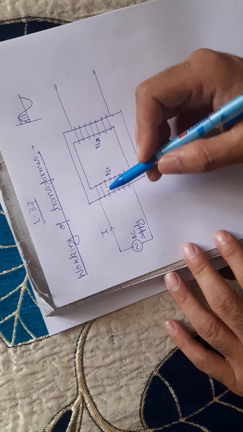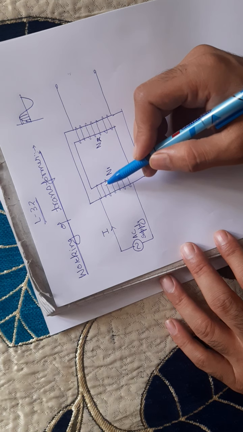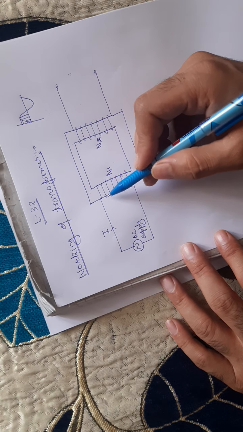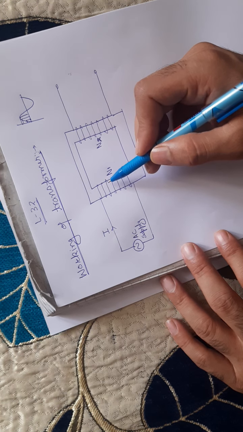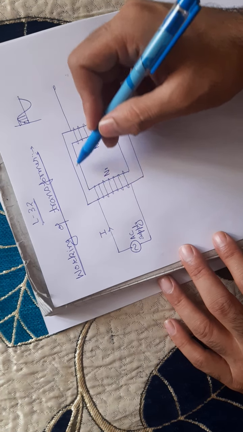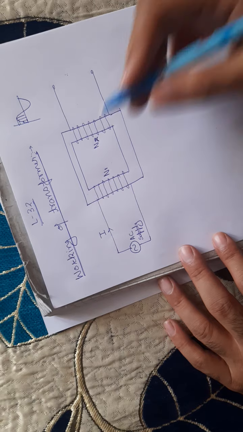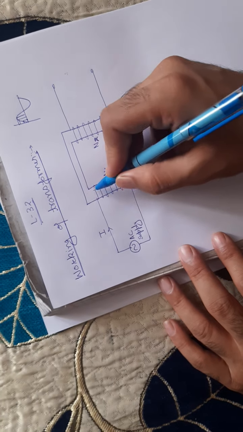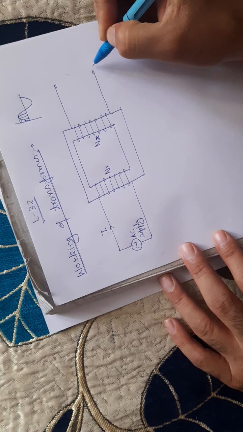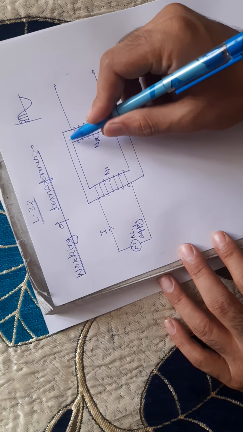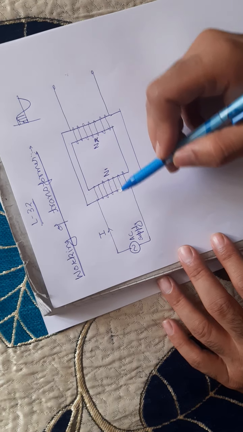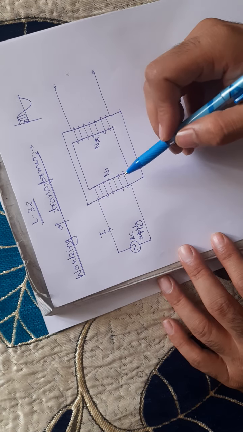The magnetic field that builds up in this primary is due to mutual inductance. Mutual inductance means something is happening here, and because of that, some flux is generated here. In a transformer, this circuit is an electrical circuit, this circuit is also an electrical circuit, but the circuit here is a magnetic circuit. Two electrical circuits are coupled together through a magnetic circuit.